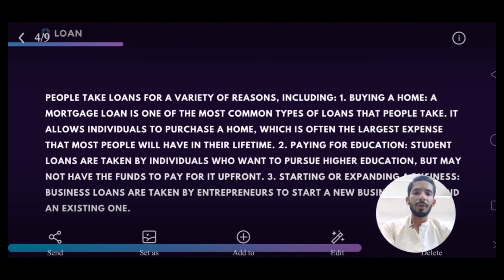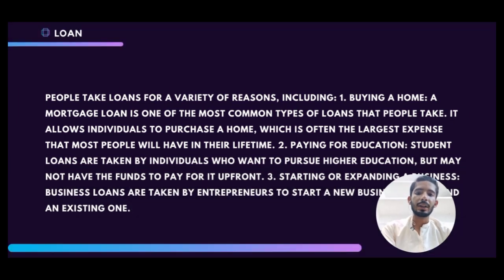People take loans for a variety of reasons, including, number one, buying a home. A mortgage loan is one of the most common types of loan that people take. It allows individuals to purchase a home, which is often the largest expense that most people will have in their lifetime. Number two, paying for education. Student loans are taken by individuals who want to pursue higher education but may not have the funds to pay for it upfront.